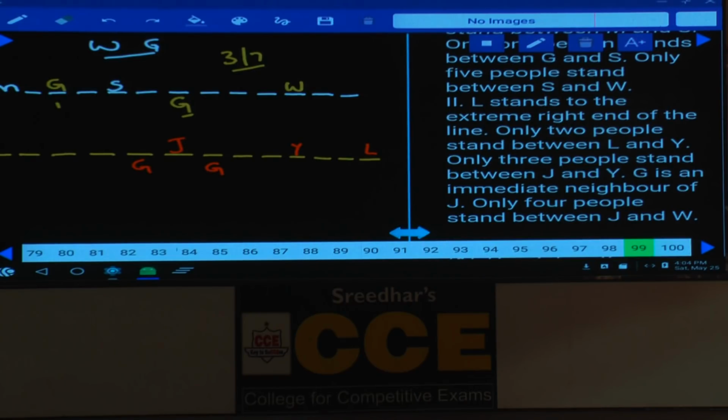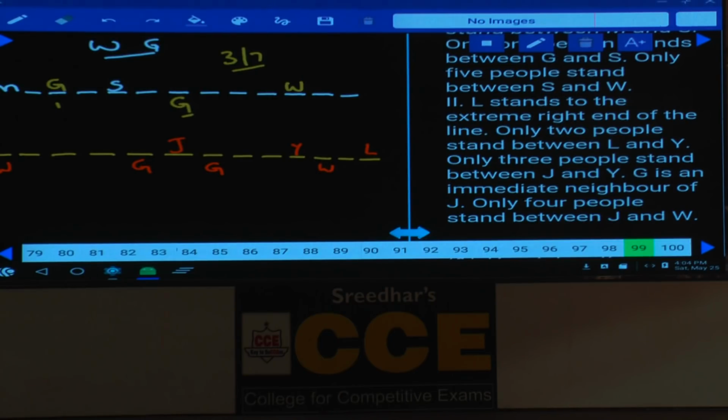And next, only 4 people in between J and W. 1, 2, 3, 4, W can be here, or 1, 2, 3, 4, W can be here. So how many possibilities? We have 2 possibilities. This is only in condition number 2, I am not combining condition number 1 and 2. Condition 1 alone and 2 alone are separate, so we need to combine these 2.